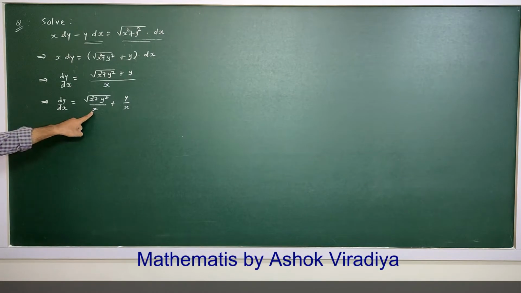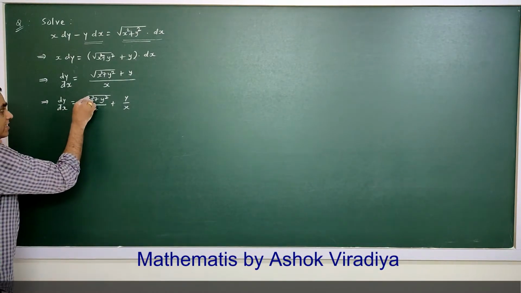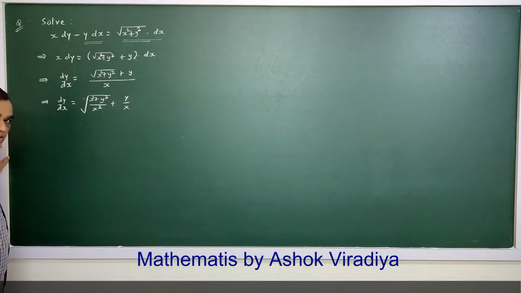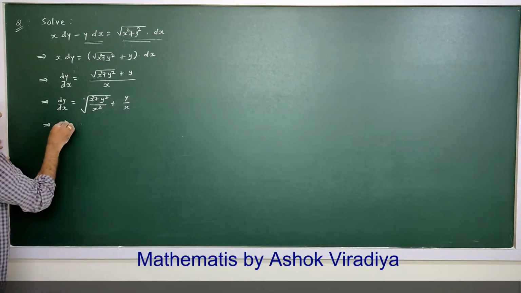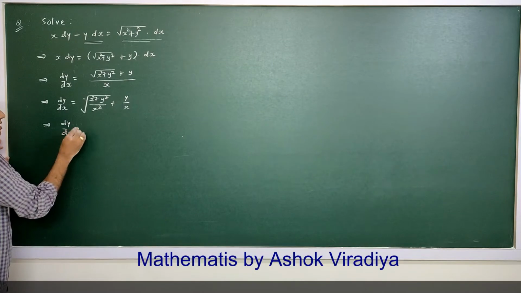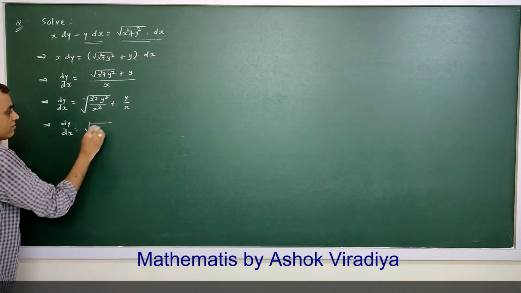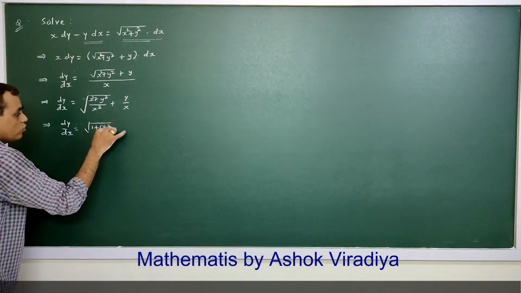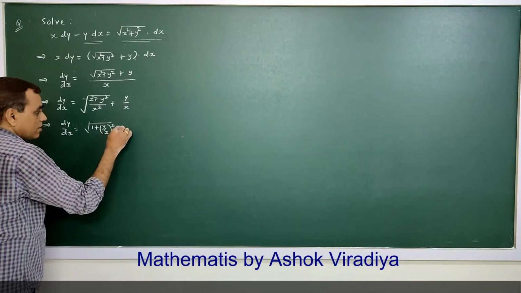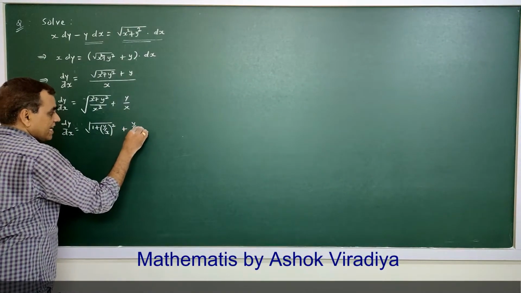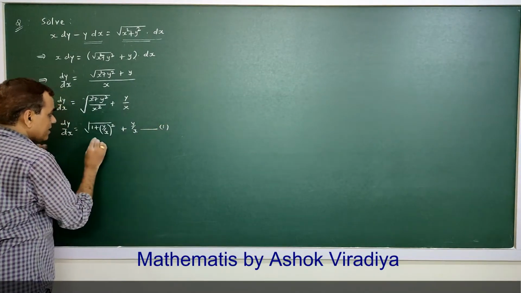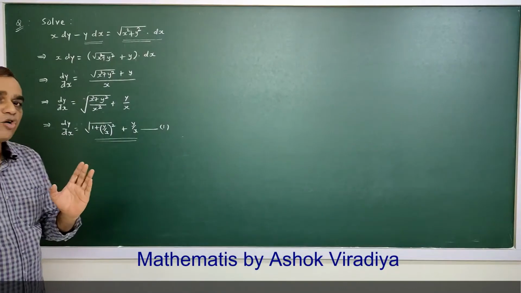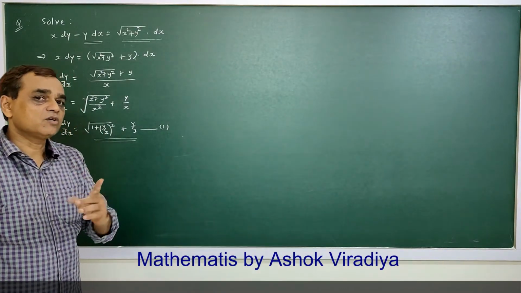Now see this x, I am including in the radical sign. So this will be x square. So that is dy by dx is square root of 1 plus y by x whole square plus y by x, and you can see that this is a homogeneous function of degree 0.